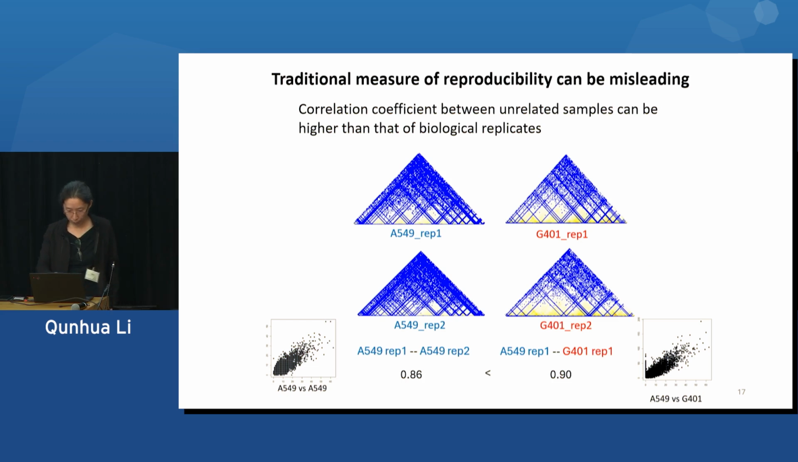A while ago, my collaborator reached out to me to say that when we calculate the reproducibility of Hi-C experiments across the same cell type, we find that it could be even lower than across different cell types. That seems puzzling. And if you plot it, you will find that the within cell line concordance is actually higher than the across cell line concordance.